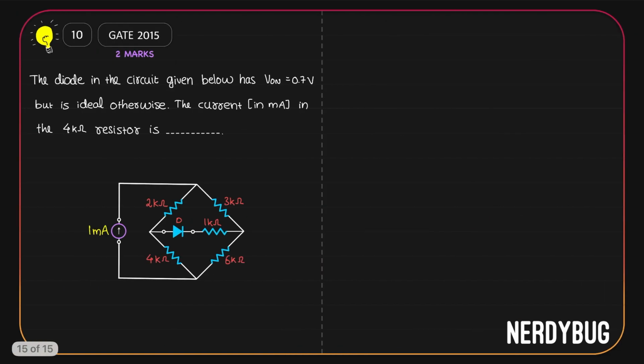Let us see the final problem. The diode in the circuit given below has a cut-in voltage 0.7 volt. It is ideal otherwise. What we have to find out is the current in milliampere in the 4 kilo ohm resistor. This is the 4 kilo ohm resistor.